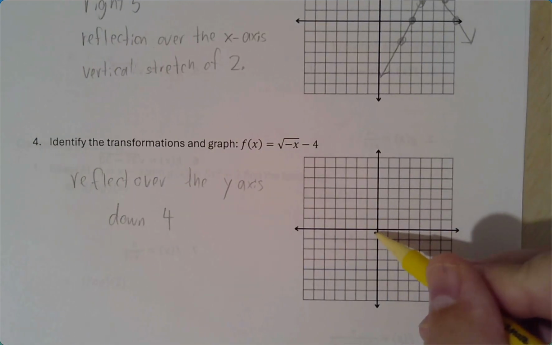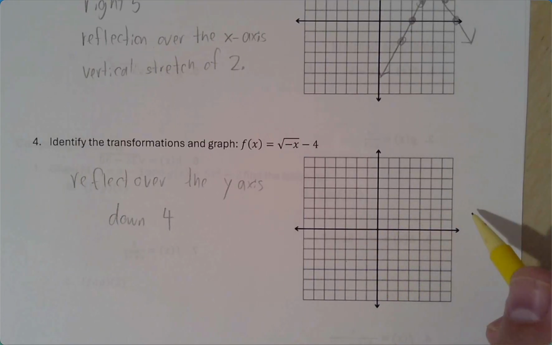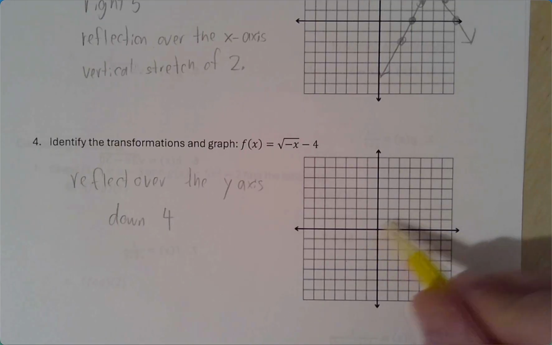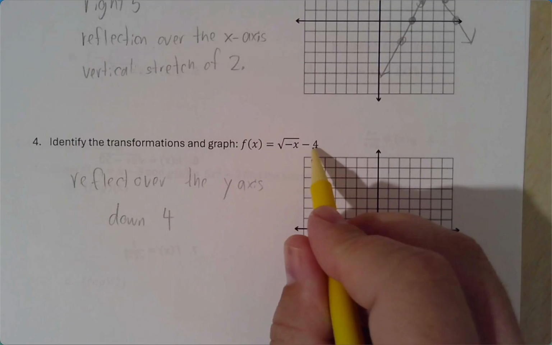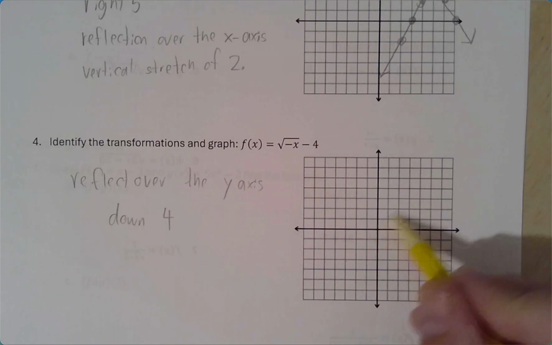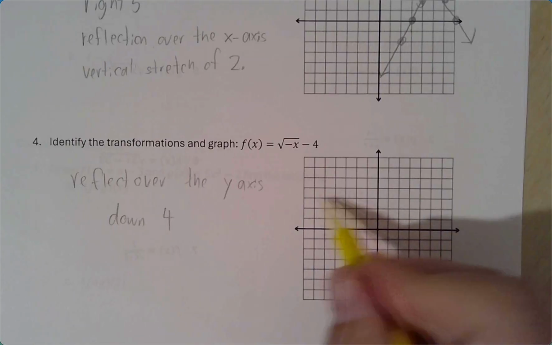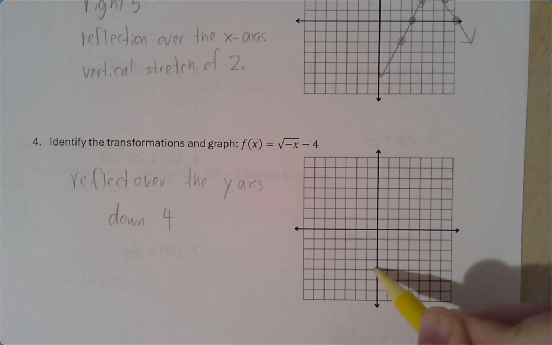All right, really quickly, what's happening there? Remember that this is our square root graph, so at some point it should have looked like this. But because I'm reflecting over the y-axis first, because again, multiplication happens before subtraction, instead of opening this way, it reflects over the y-axis and opens this way. And then I take that basic shape and move it down 4 units. So here's my new start.